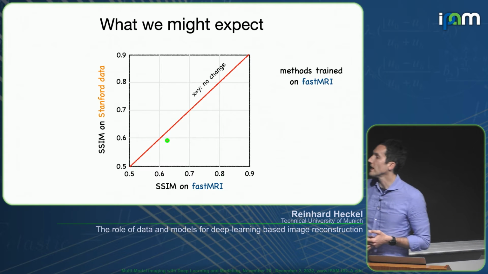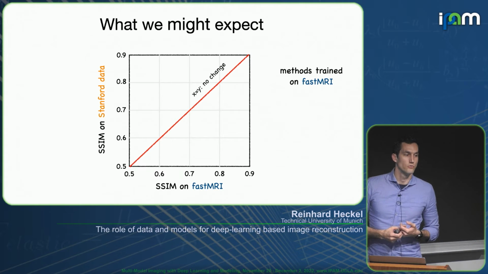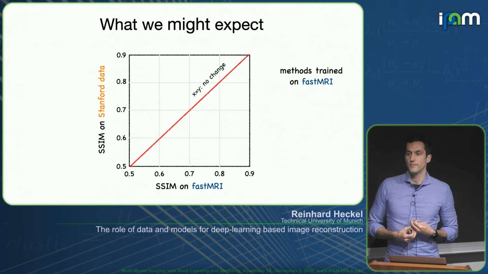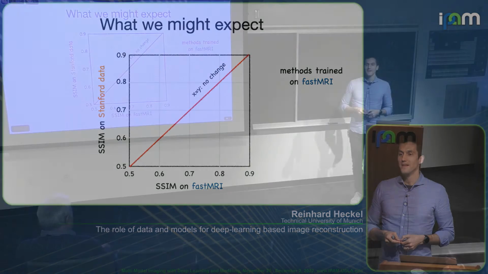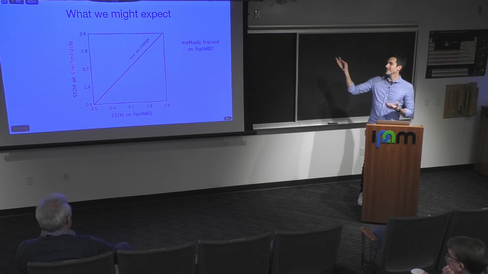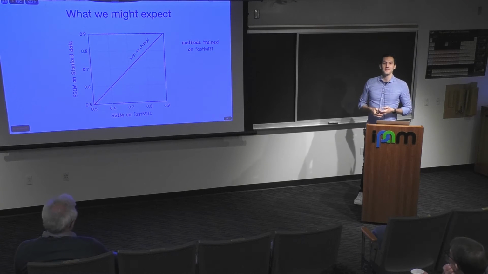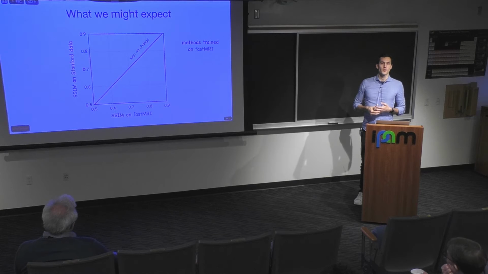So what do you think? Where do the methods fall in this plot, roughly? What would you expect? What's your intuition? Yeah? Top left? Well, some methods are going to be more top left, right? So any thoughts on this? No, but SSIM is like one is the best. Right? One is the best, exactly.